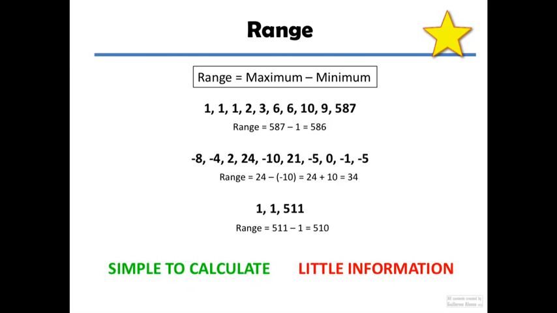So, the most basic one is the range. The only thing the range does is it gets the maximum number, gets the minimum number, and subtracts it. So, for example, for this one here, the range is going to be 587 minus 1, 586. Simple as that. It is a very easy dispersion measure to use, but it does not have that much information, because we don't really know whether it's a problem of just one outlier or there are many outliers. What's going on exactly? It's a good quick way to get the information, but not that great.